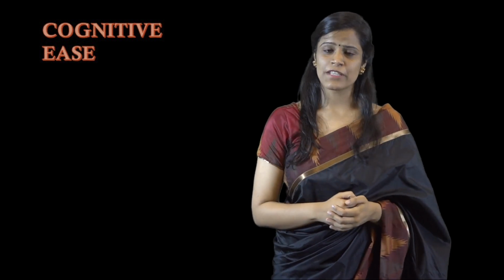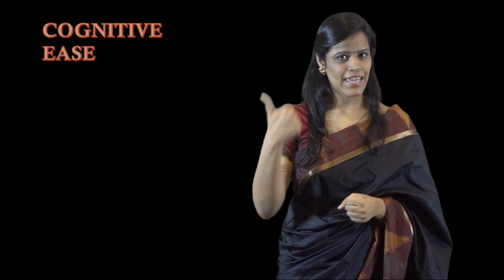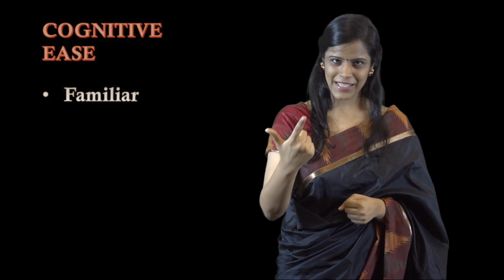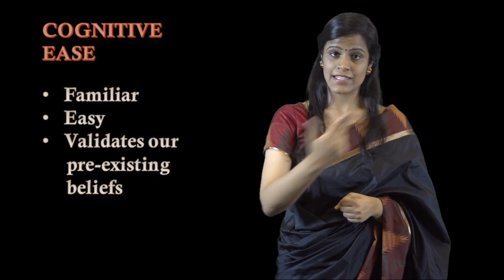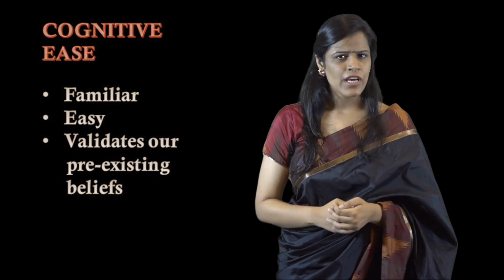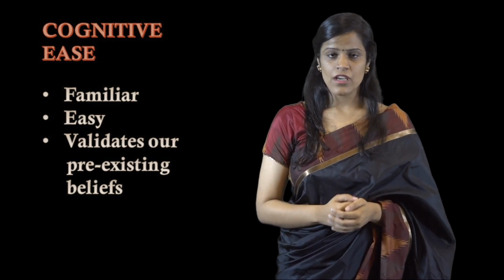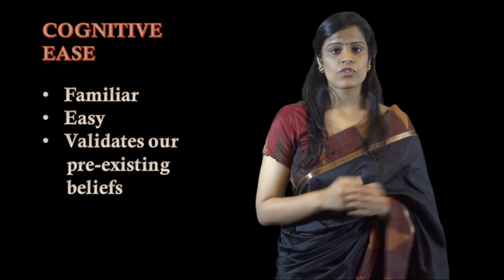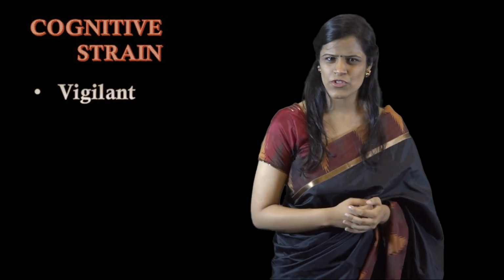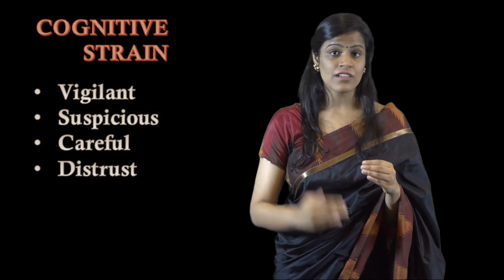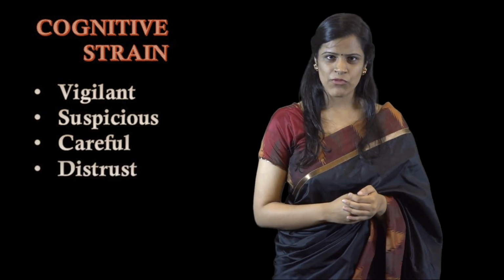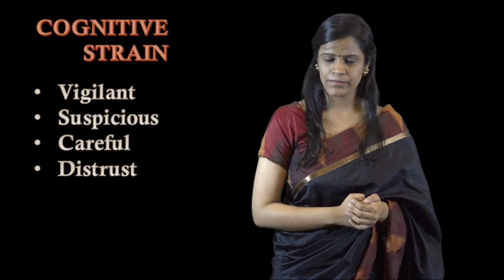We are more likely to believe something which is A. familiar, B. easy, and C. validates our pre-existing beliefs. When none of these three things are present, we enter into a state called cognitive strain. Now, this cognitive strain makes us more vigilant and suspicious about things. It results in a decrease in the confidence level, trust, and pleasure involved in completing a mental action.